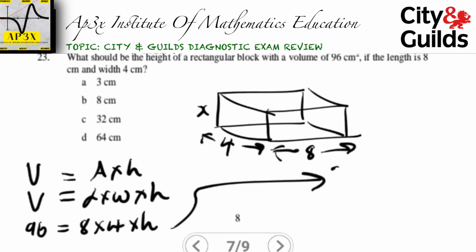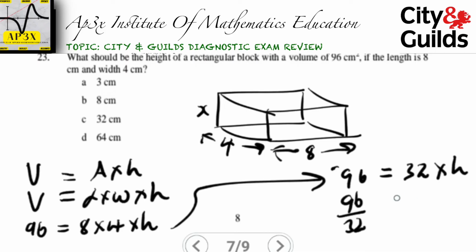Let's bring this here. We're then looking at 96 is equal to 8 times 4 is 32 times h. And earlier, in the very first question, we learned how to split the product. So it's going to be 96 divided by 32 on the left side, and on the right side, you divide by 32 so that the 32 cancels. So h is equal to 96 divided by 32, which is 3. Okay, so the height here is 3.